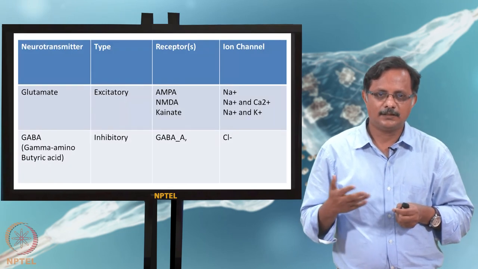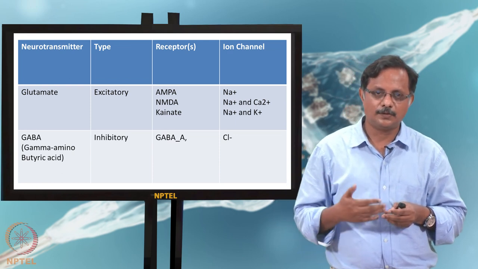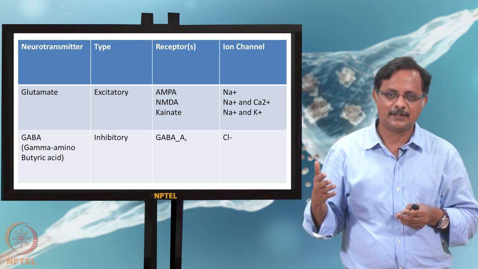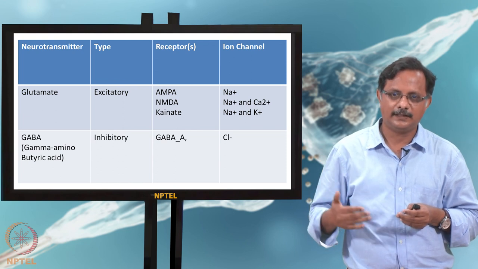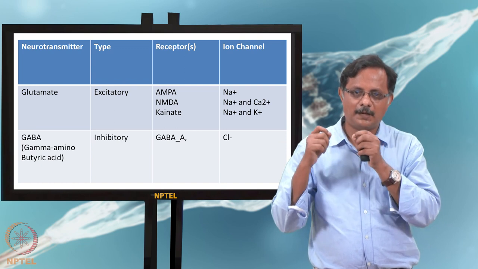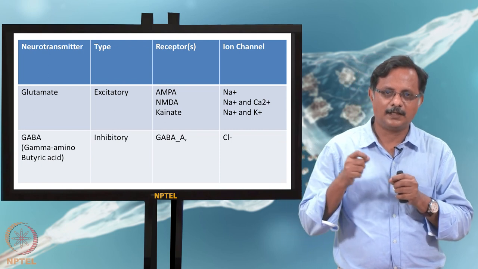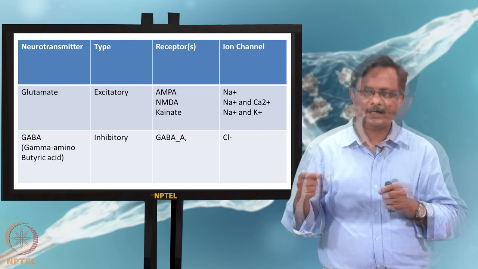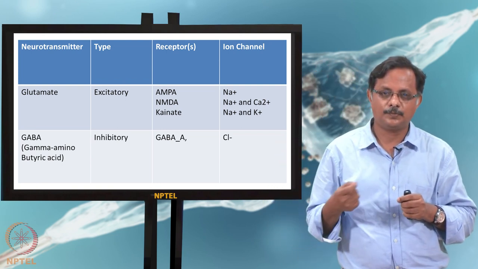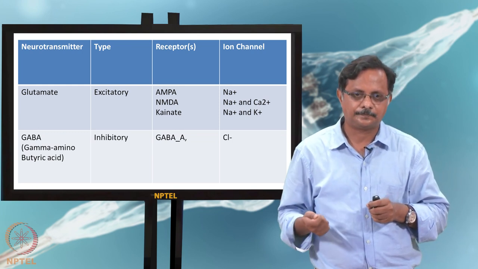So, let us look at these two most prominent and most commonly found neurotransmitters in the brain. There is glutamate, which is an excitatory neurotransmitter and which has three receptor classes: AMPA, NMDA and kainate. When glutamate binds with the AMPA receptor, it opens mostly sodium channels, right? And when it binds with the NMDA receptors, it opens a channel which permits both sodium and calcium. And when it binds with kainate receptors, the opening of the channel permits both sodium and potassium.